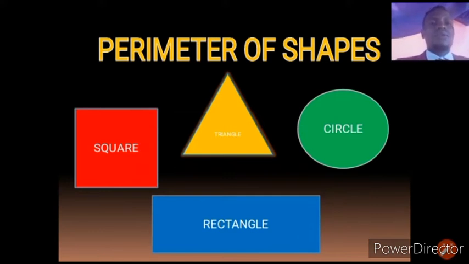Today's topic is an interesting one: perimeter of shapes. We have various kinds of shapes. We have square, triangle, circle, and rectangle. Now I will be teaching you how to find the perimeter of these shapes.